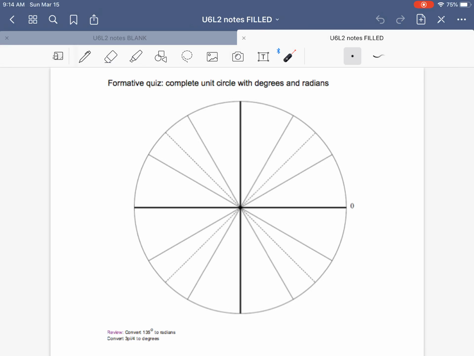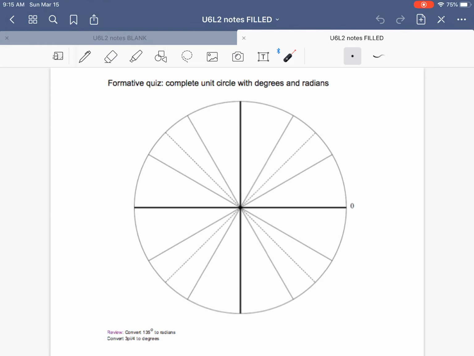Okay, good morning, guys. Here we are with notes for Unit 6, Lesson 2. This is unit circle stuff. Just so you know, I'm going to try and break this into 2 or 3 videos to keep the time of each down so you can find what you need to look at a little bit easier and you don't have to watch through a 17-minute video.